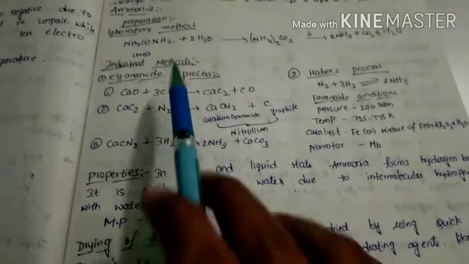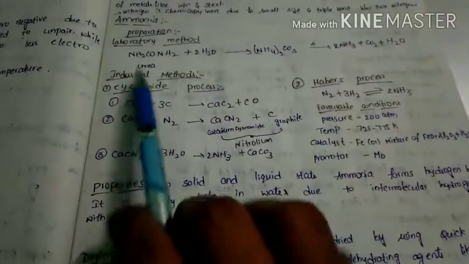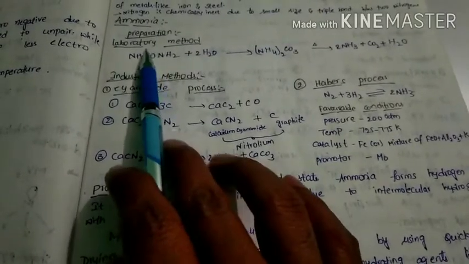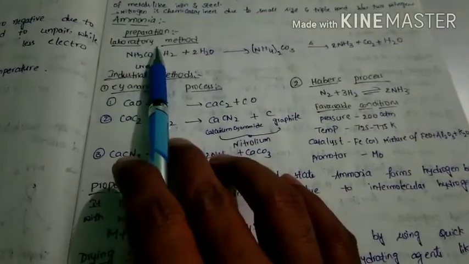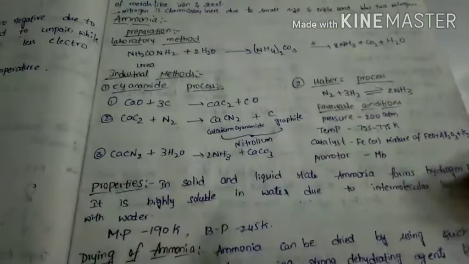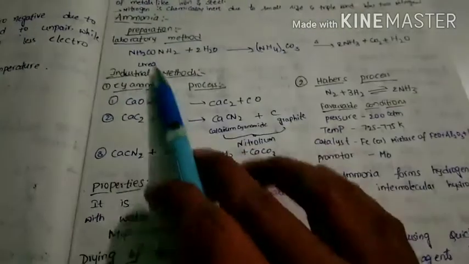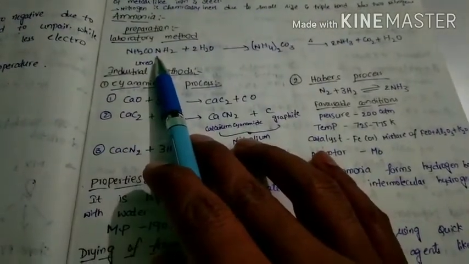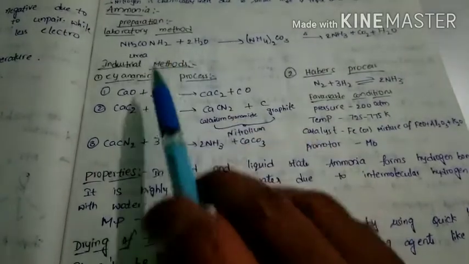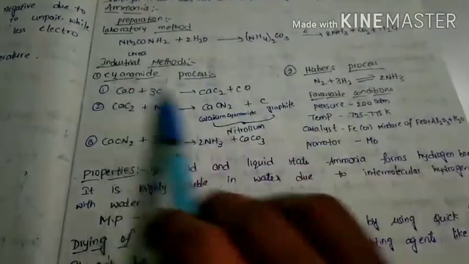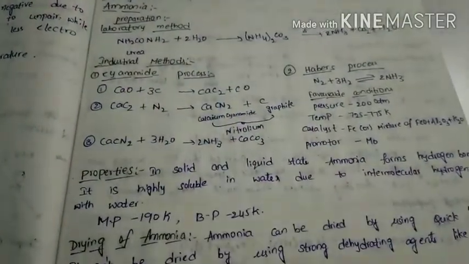Next topic, ammonia. That means we have to discuss its preparation and properties. Here two preparation methods are there. One is the laboratory method and one more is Haber's process. The industrial process is not there in our syllabus.